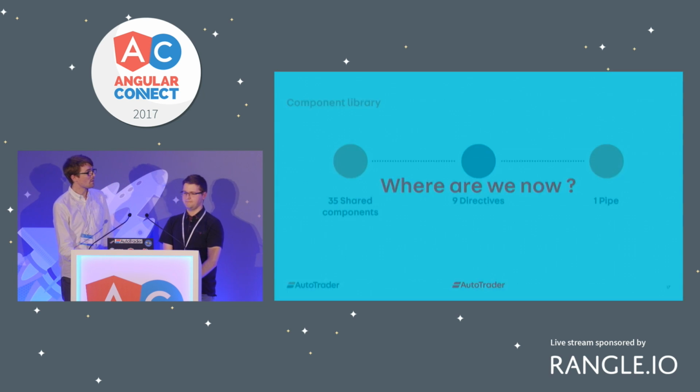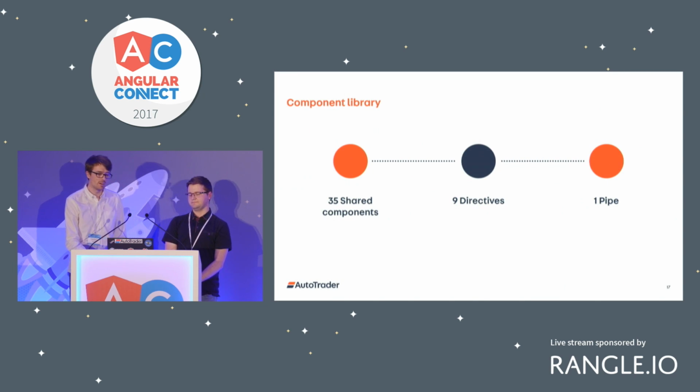All right, so with that, where are we now? We've got a total of 35 shared components across all of our AngularJS and Angular apps from the same library, 9 directives, and finally, just the one pipe. It's last but not least. It's the one we're quite fond of, really. It's the indefinite article pipe.